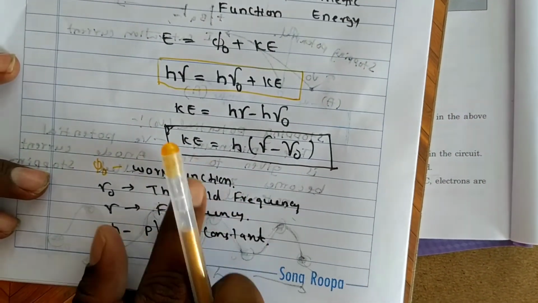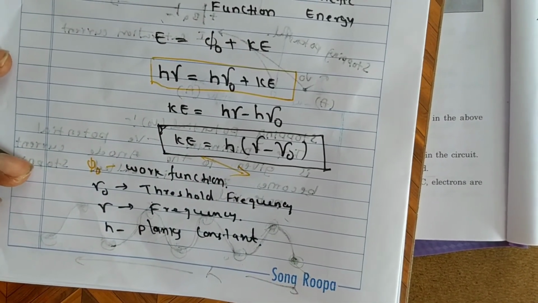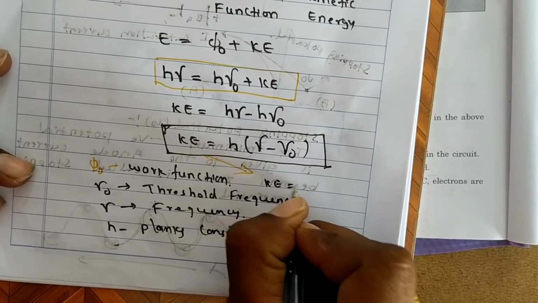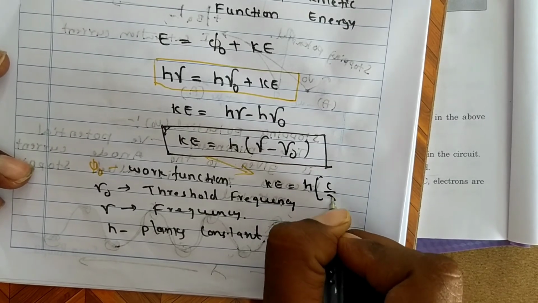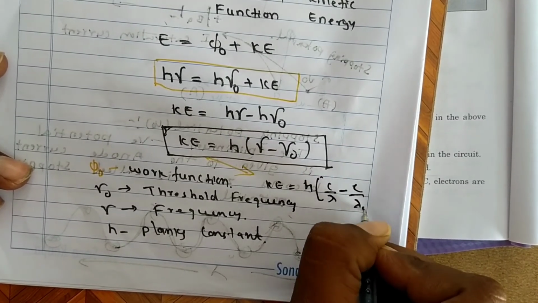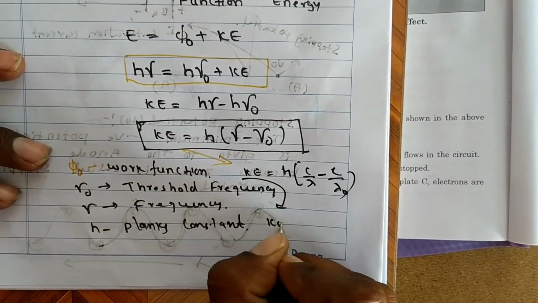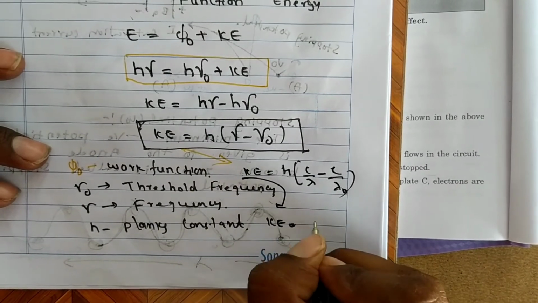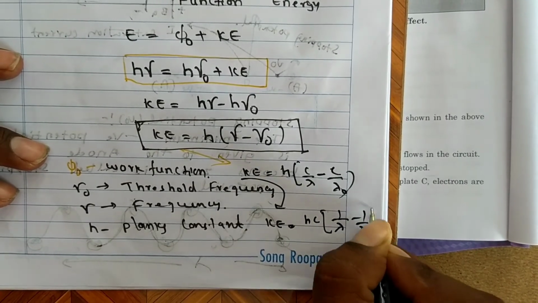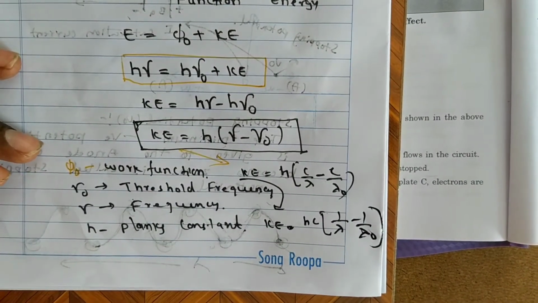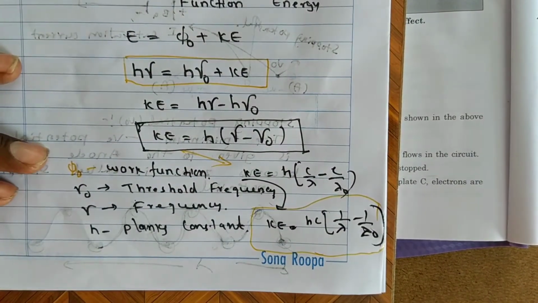Okay, how to write this equation in terms of wavelength? Kinetic energy is equal to h, in the place of nu, c divided by lambda; in the place of nu naught, c divided by lambda naught. Then kinetic energy is equal to hc common, remaining 1 divided by lambda minus 1 divided by lambda naught. This is in terms of wavelength and threshold wavelength. Clear na?